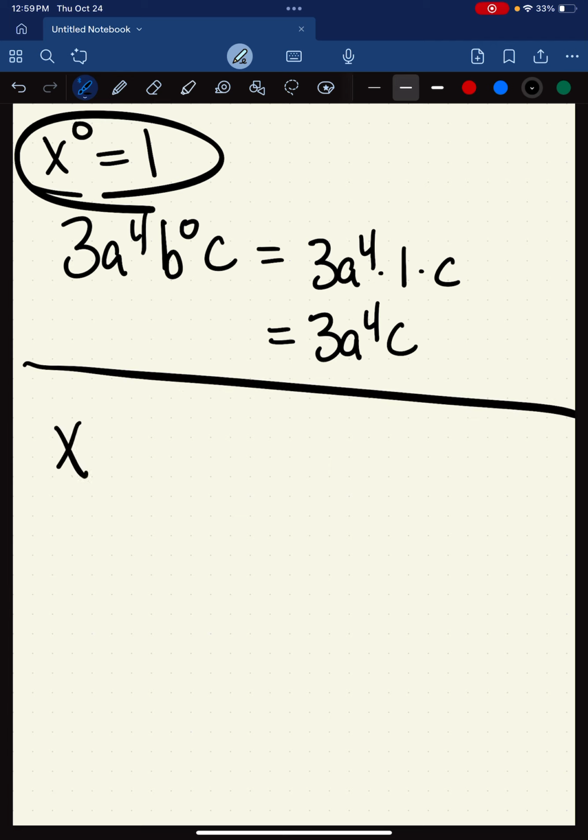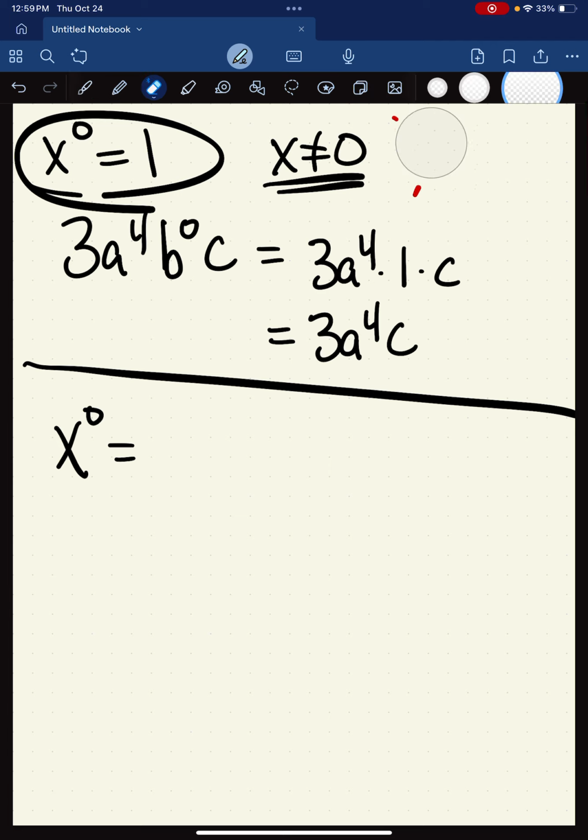We can derive that if you want. Let's derive it. x to the 0, and I should note, x cannot be 0 in this case, because then you would get 0 to the 0, and we don't know what to do with that. And whenever I say we, I mean mathematicians. There's no way to define that in a consistent way. Right, because let's talk about that for a minute.